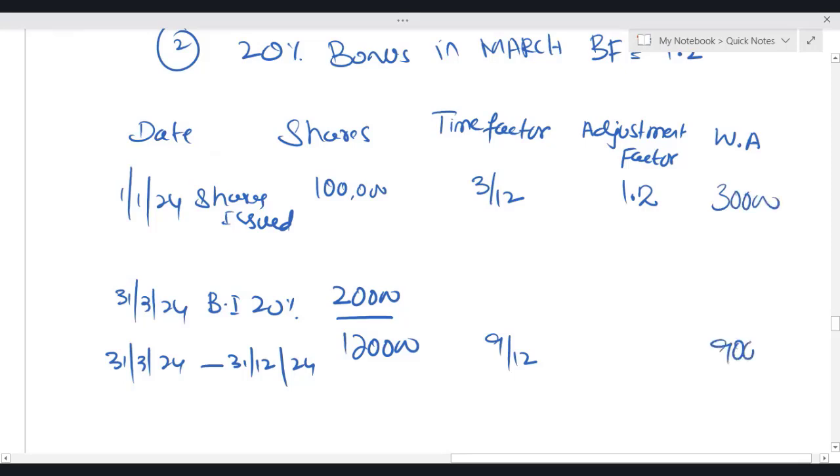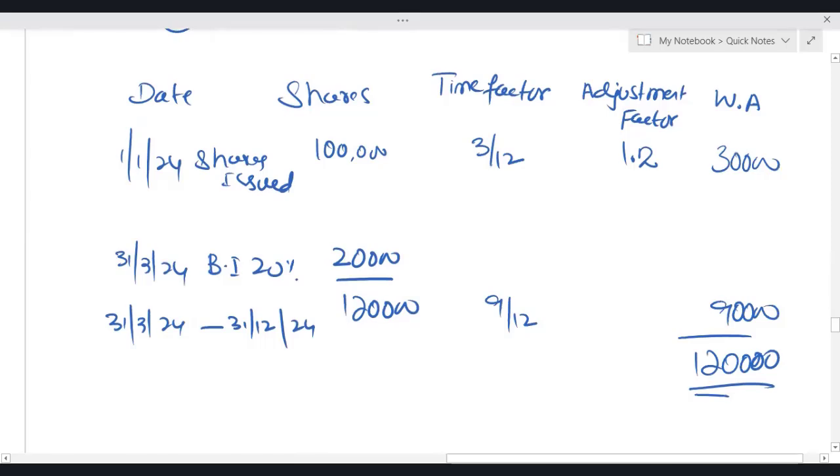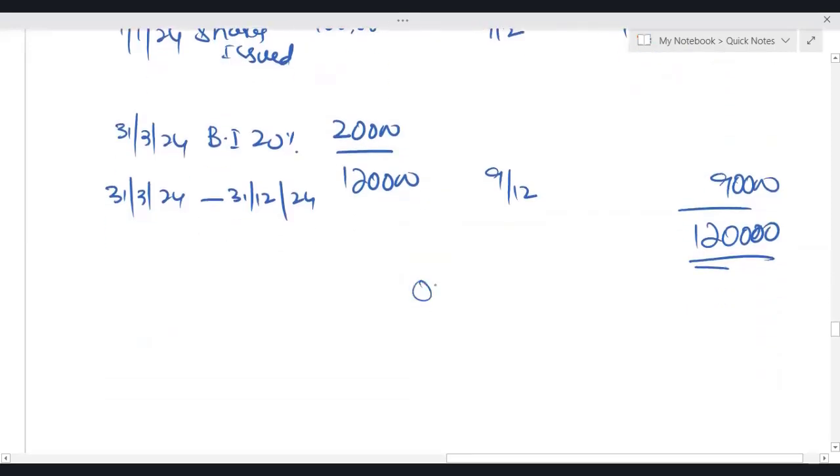Here I'm getting 90. So your weighted average shares are 1 lakh 20. Now try to understand. We have properly time apportioned the bonus. We took the adjustment factor, each and everything. Or someone can do this directly.